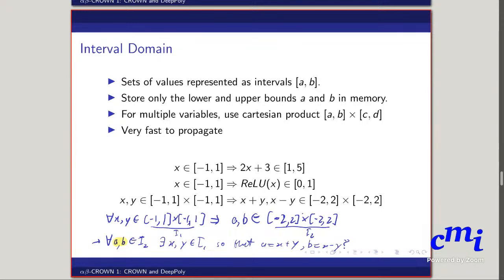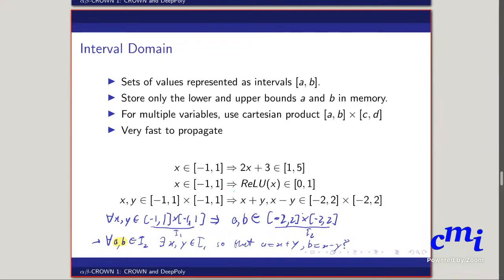Okay, so a counterexample can be a comma b equal to 2 comma 2. If it's 2 comma 2, then if a is 2, the only thing possible is that x and y both need to be 1, but then b needs to be 0, right? Yeah, that's absolutely correct.